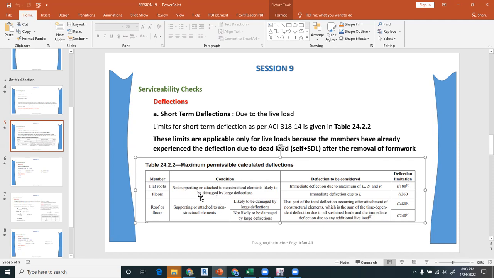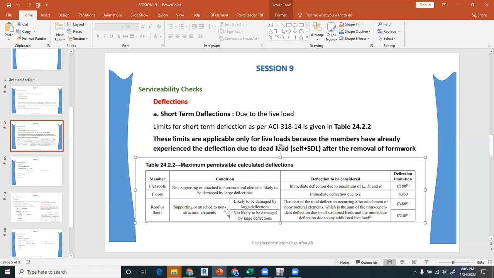So there are some conditions, and the first condition is that the structural members are not supporting or attached to non-structural elements likely to be damaged by large deflection. And there are the flats and roofs. And this is the immediate deflection, meaning the short-term deflection due to the maximum of Lr, where Lr means the roof live load, S means snow, and R means rain, and the limit is L by 180. The next one is the immediate deflection due to live loads, and it is L by 360 for the floors.